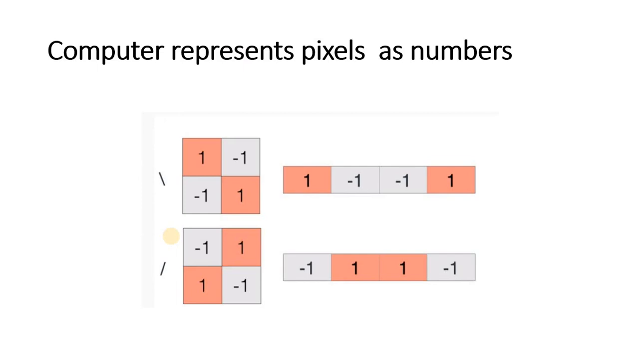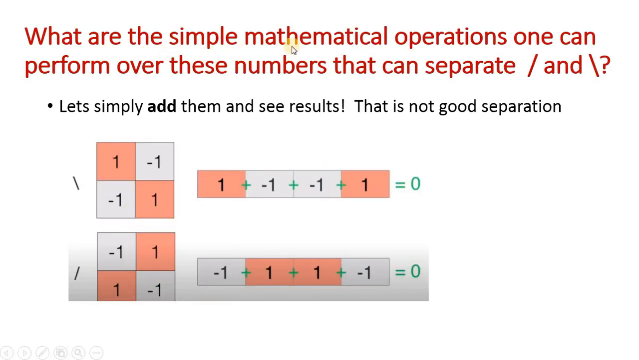You know that a computer always represents pixels as numbers. So wherever the pixels are highlighted, we will give a weightage 1, and wherever it is not highlighted, it's given -1. So this can be represented by a matrix which looks like 1, -1, -1, 1, and below it is -1, 1, 1, -1. Now, what are the simple mathematical operations one can perform over these numbers that can separate the forward slash and the backslash?